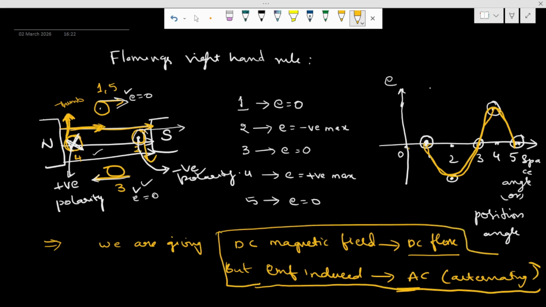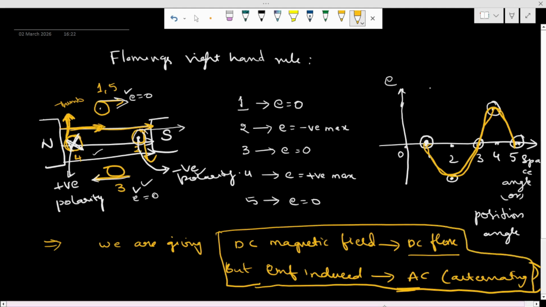If we get alternating induced EMF, we also have to calculate the frequency. When alternating comes into the picture, we have to calculate the frequency of the dynamically induced EMF, since the EMF induced is alternating.